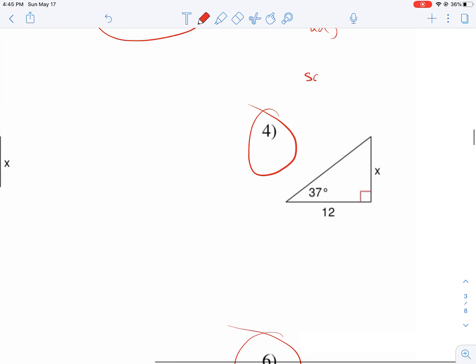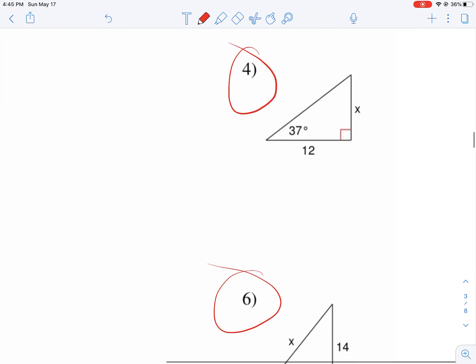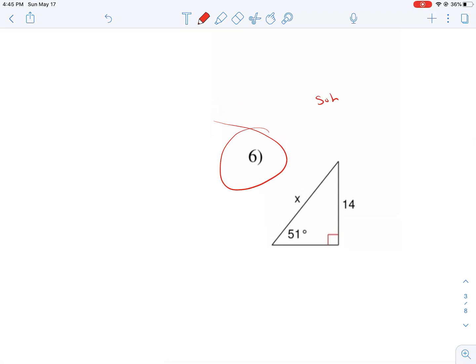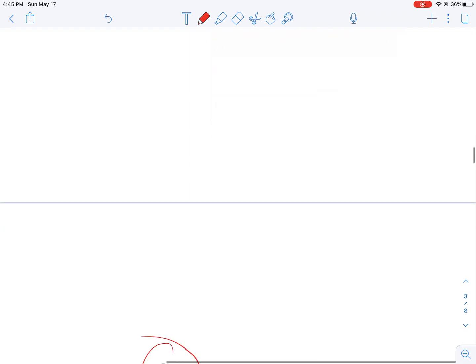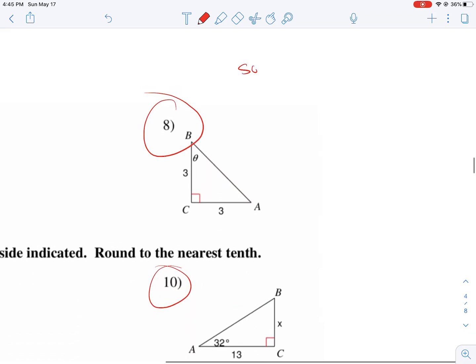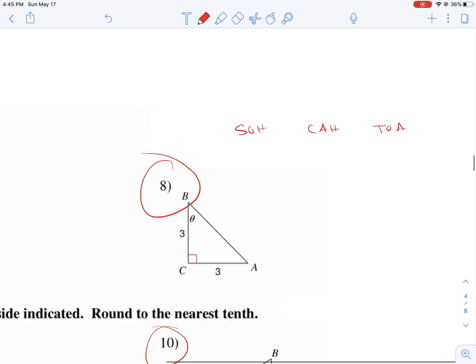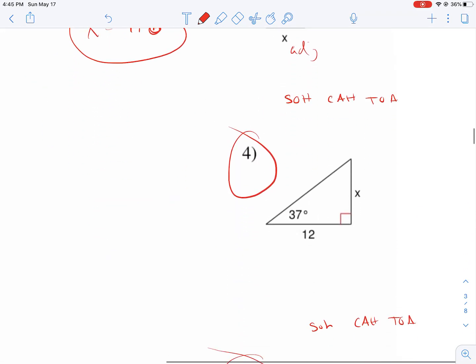Let's go down here. So again, SOHCAHTOA. I'm just going to write it for all of them. SOHCAHTOA. Save myself some time. Okay, let's go back up.